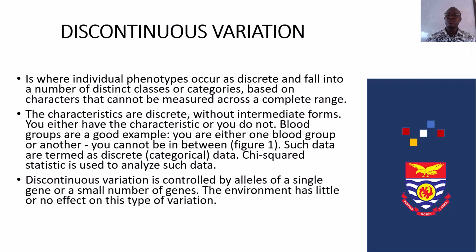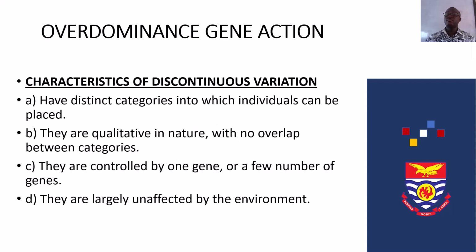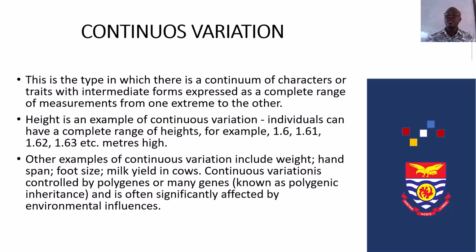Chi-squared statistic is used to analyze such data. Discontinuous variation is controlled by alleles of a single gene or a small number of genes. The environment has little or no effect on this type of variation. Characteristics of discontinuous variation: A, they have distinct categories into which individuals can be placed. B, they are qualitative in nature with no overlap between categories. C, they are controlled by one gene or a small number of genes. D, they are largely unaffected by the environment.